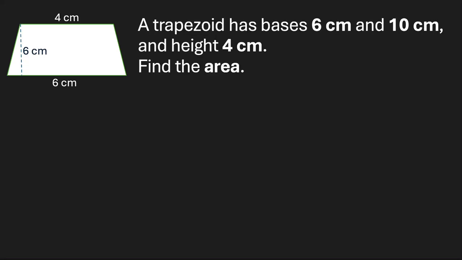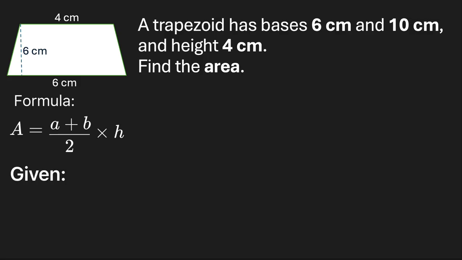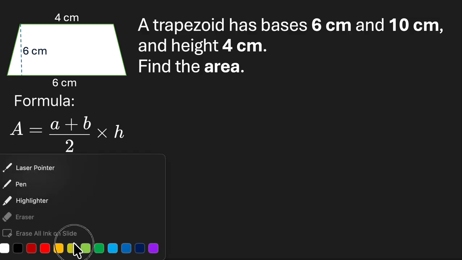In this part, we're going to talk about this problem. A trapezoid has bases 6 centimeters and 10 centimeters and a height of 4 centimeters. So let us find out the area of this trapezoid. The formula is area is equal to the sum of the two bases, a plus b, over 2, times the height. The givens are as follows.